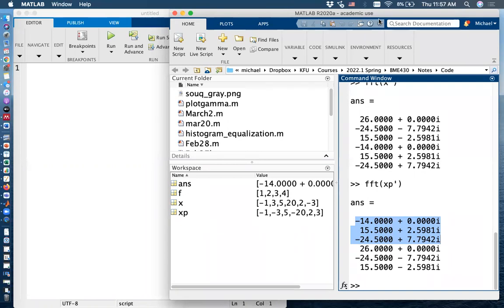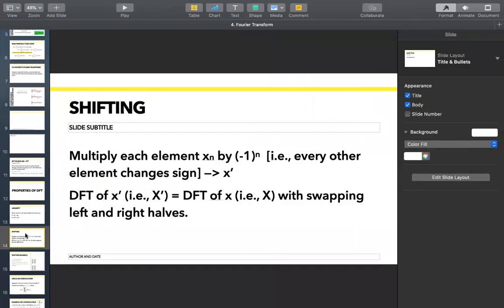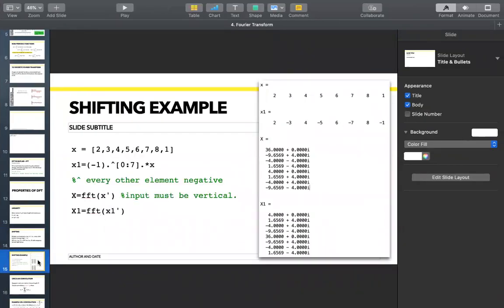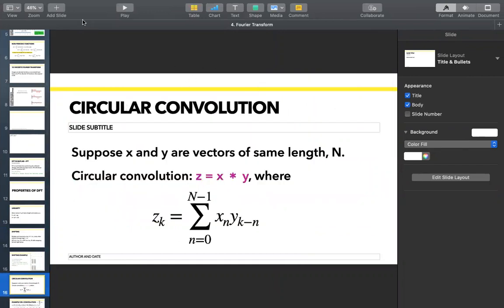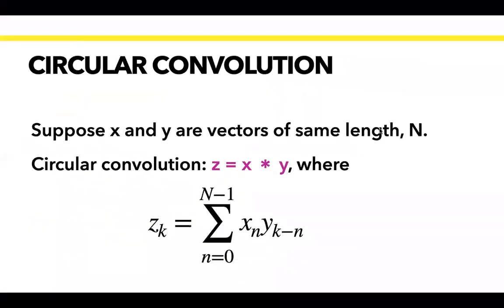So now let's look at another property of the DFT. Here's the example we just did. We're going to look at convolution. Now you've done convolution before, in signals and systems. Maybe you've done it for a continuously defined signal, or maybe also for a discrete signal.